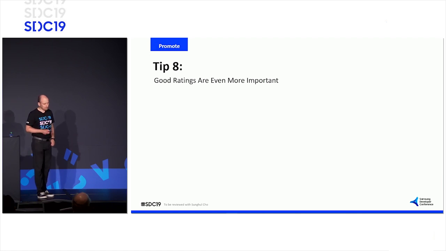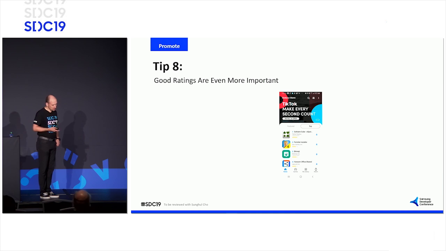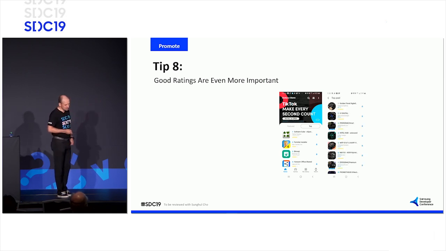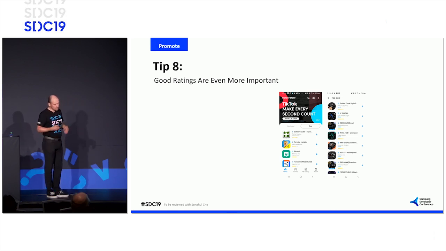Tip number 8, good ratings are even more important. Here's a screenshot from the Galaxy Store highlighting Android content. Same screenshot from the Galaxy Watch Store. These lists are extremely important for many sellers. You want to be featured on these lists because it's a more or less permanent or semi-permanent placement. Consumers go to these lists and see what's top selling.